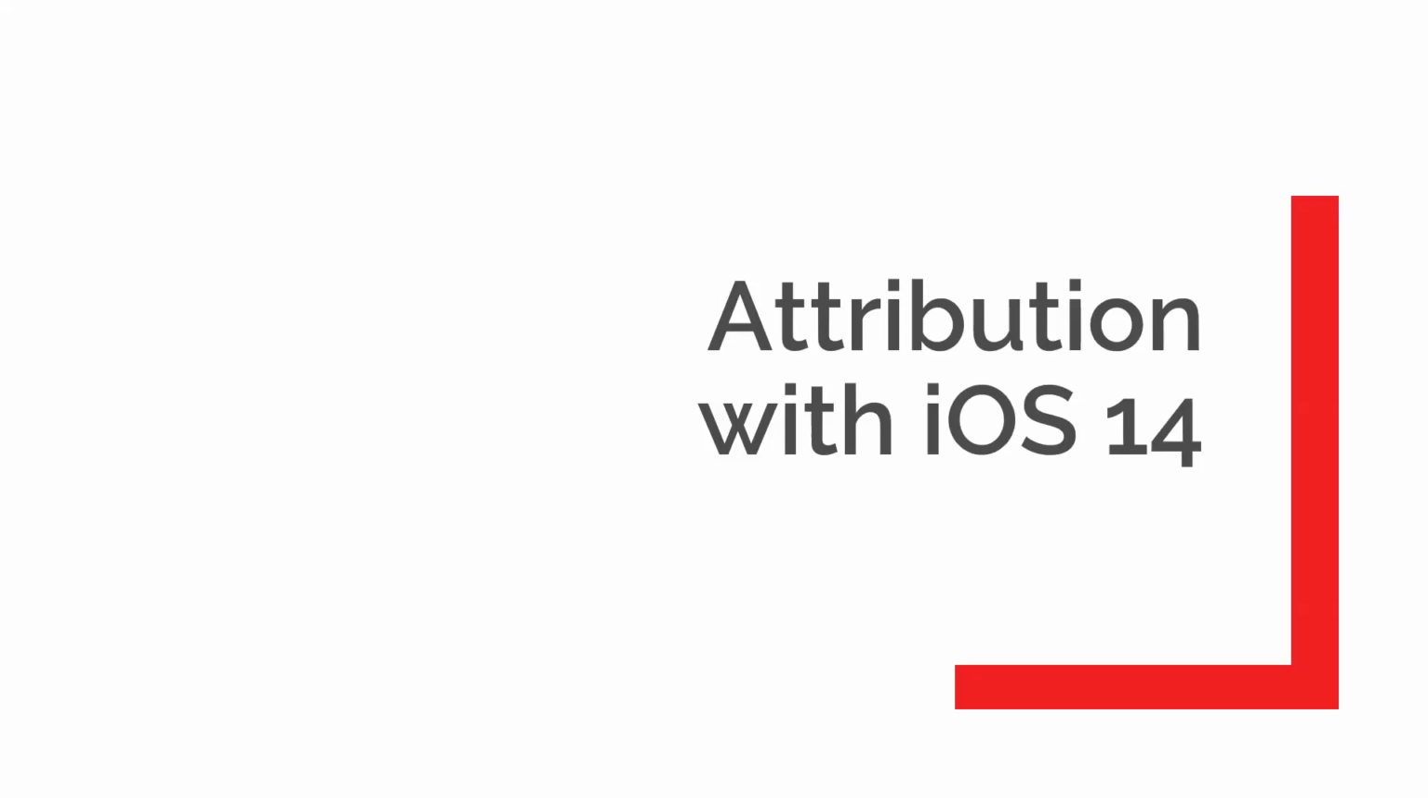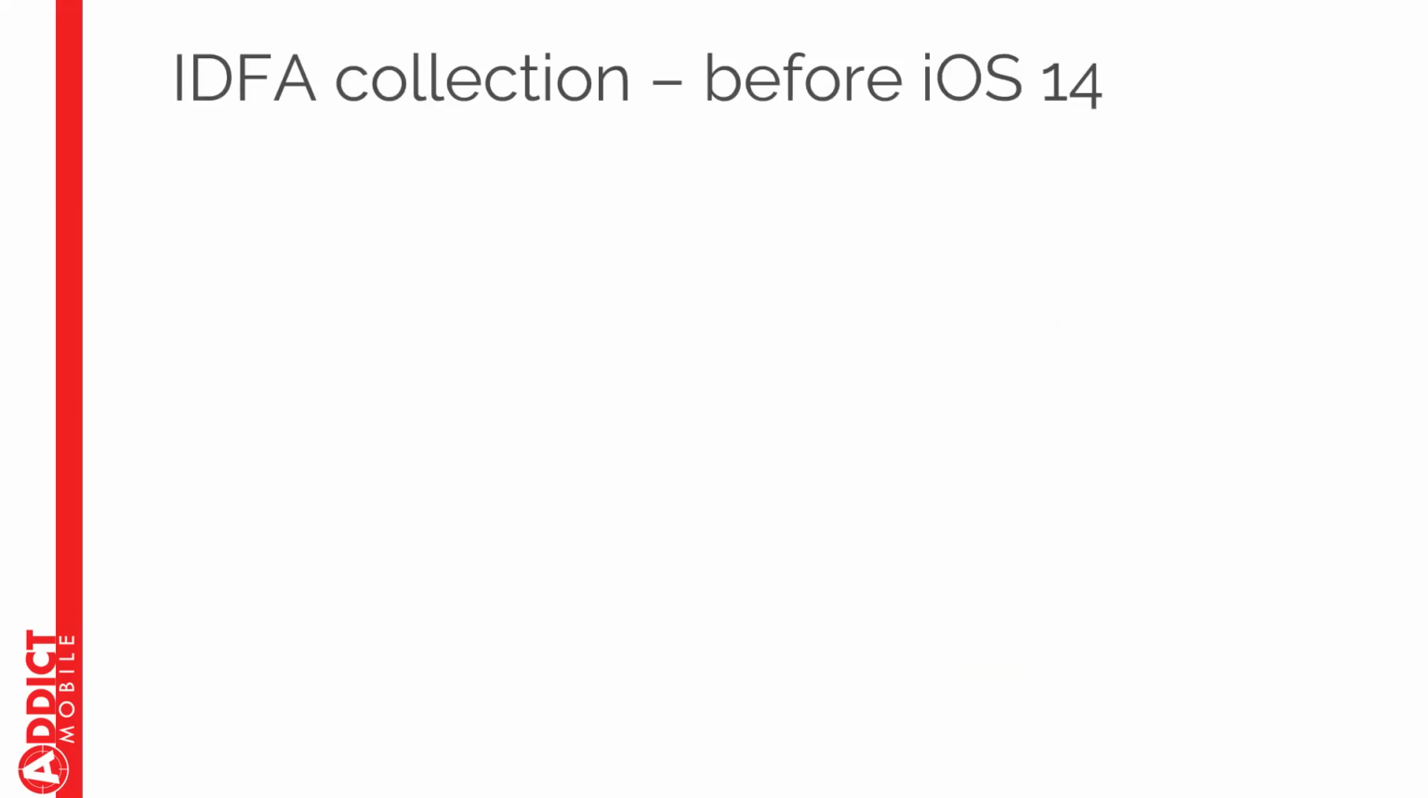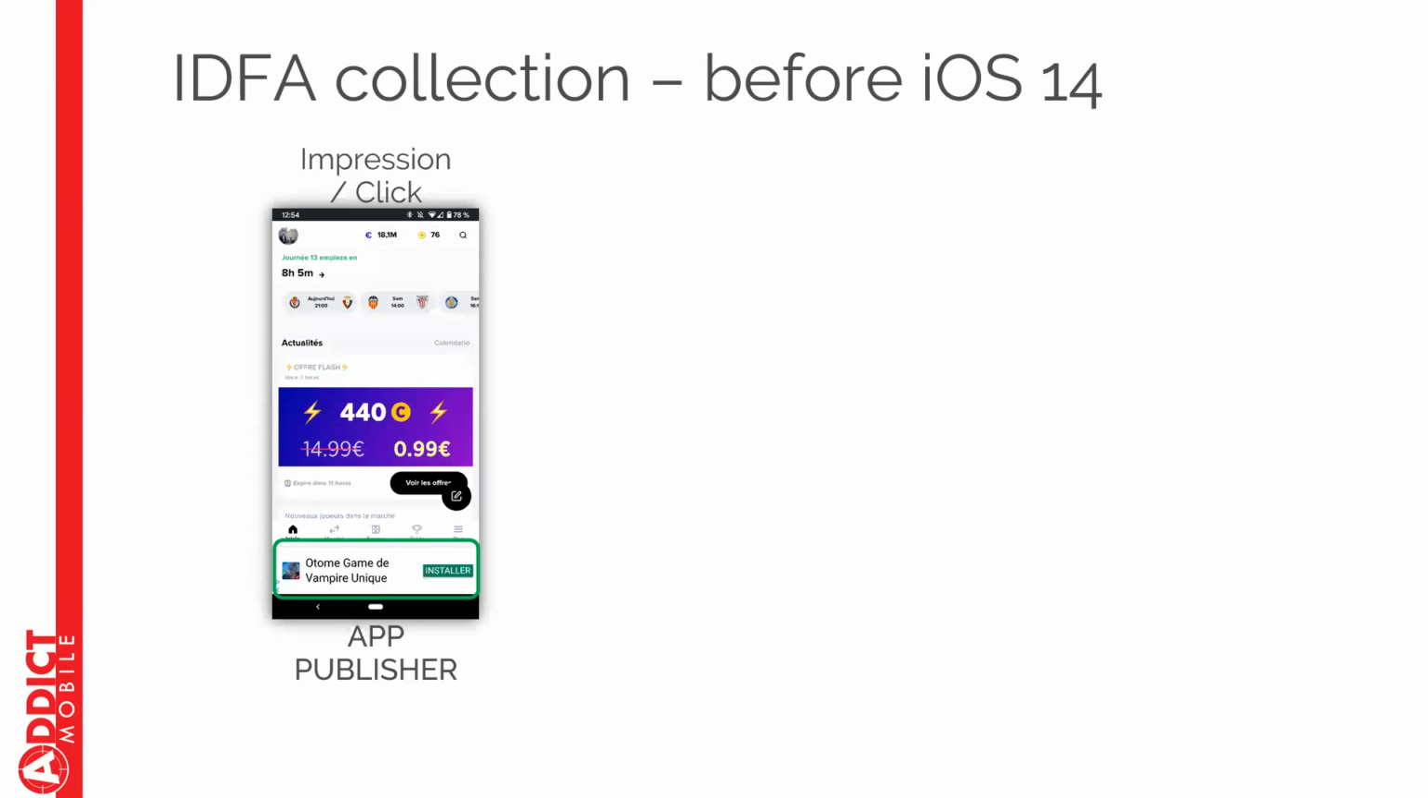So first of all, the attribution, how it works. We want to take things simply. So let's see how it works at the moment with the current attribution we have on iOS. So let's check this ad that I've seen on an app, a football app actually. So I saw that Otome game, a vampire thing. So I clicked on it.